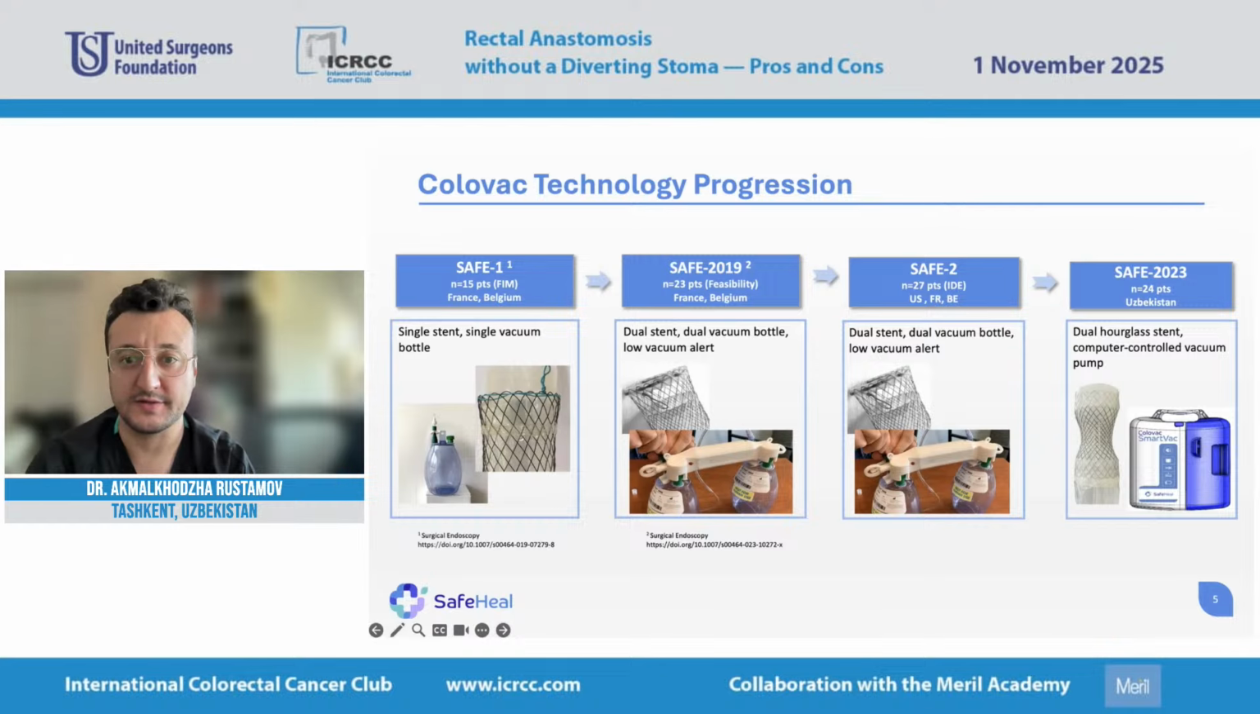The latest generation, SAFE 2023, conducted in Uzbekistan, introduced major design improvements: a dual hourglass stent for stronger anchoring at the intestine, and the SmartVac, a computer-controlled vacuum management device that actively monitors pressure and alerts for leaks or occlusions. These changes were precisely aimed at solving the migration problem while maintaining safety and usability.